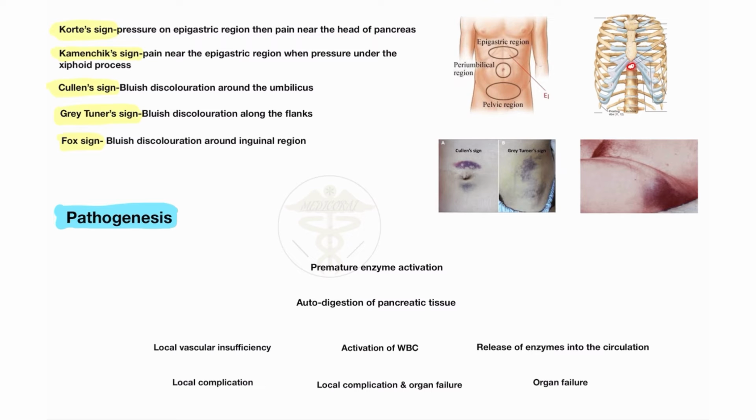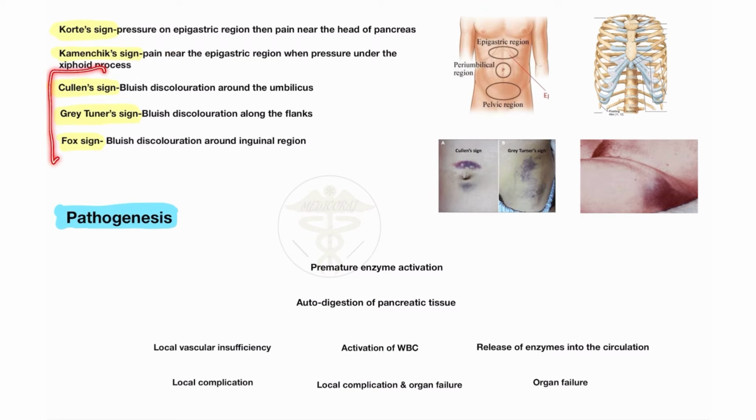When you press near the xiphoid process of the sternum of the patient, pain occurs in the epigastric region. Here is the epigastric region. This is called Kamenchik sign, and you will see it in a patient with acute pancreatitis.